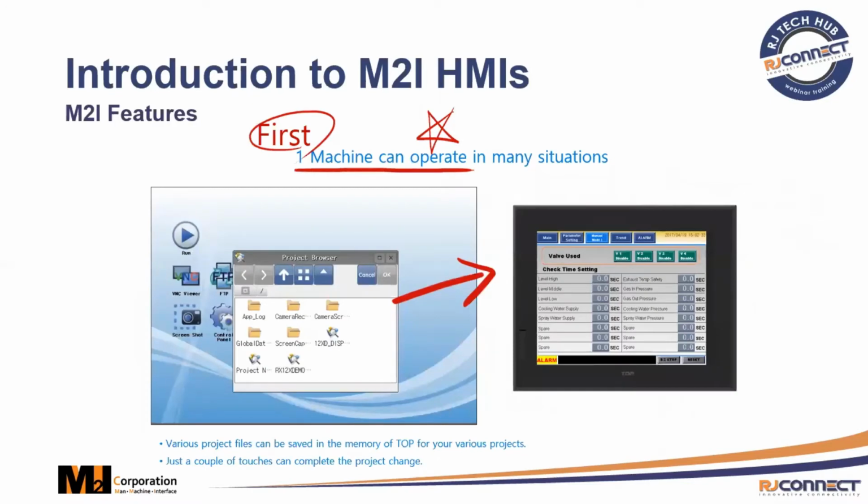Now, the HMIs can also handle multiple projects at a time. So you can load more than one project on a single HMI, which gives you the ability to load up different projects for different machines, for example, or different processes.